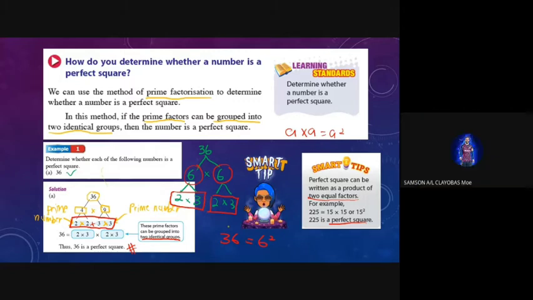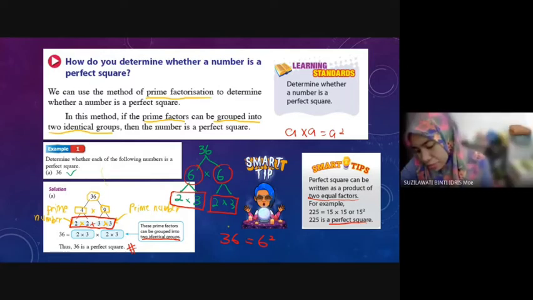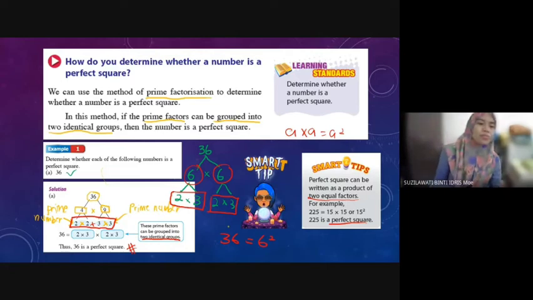Very good. 121 is 11 times 11. Okay, great. So you understand that this kind of number, we can call it a perfect square.